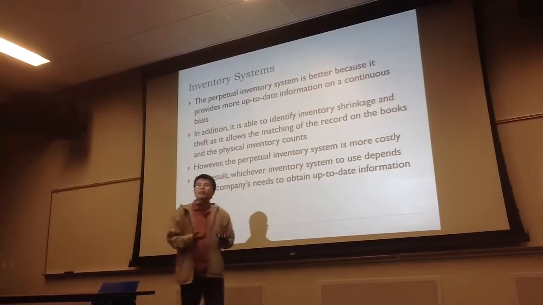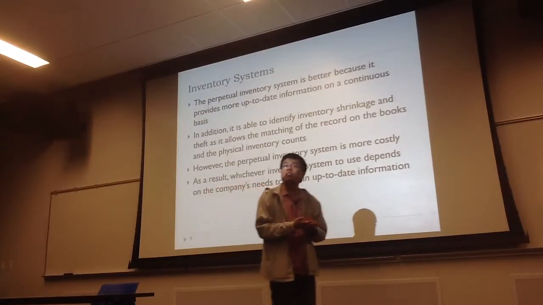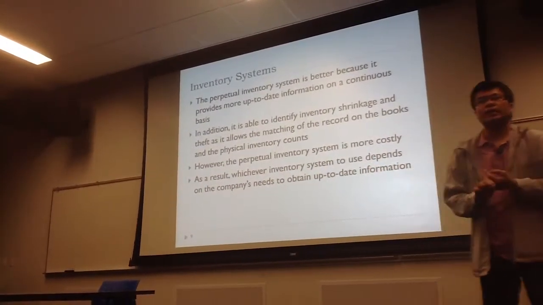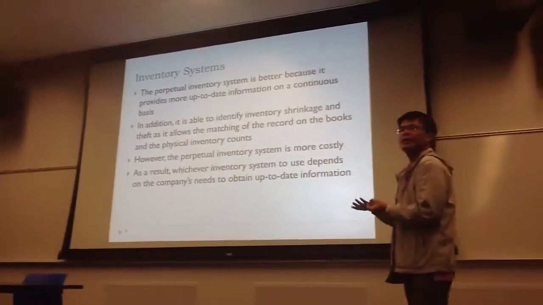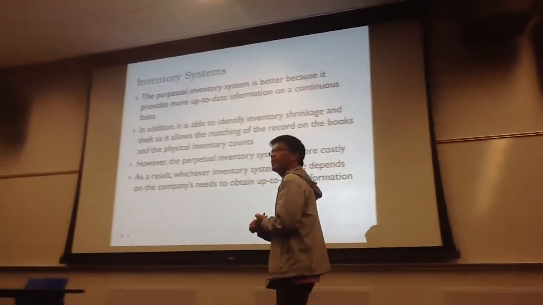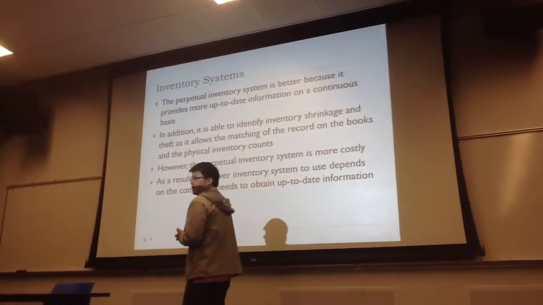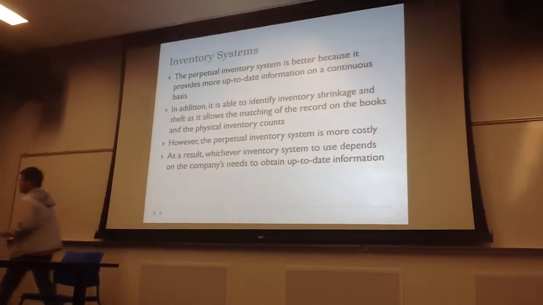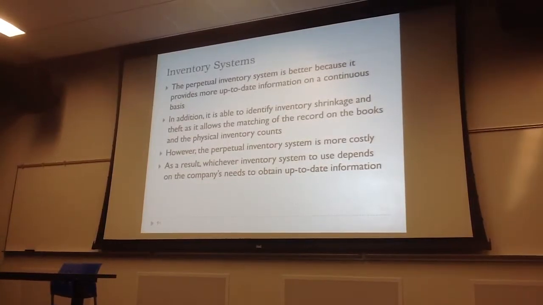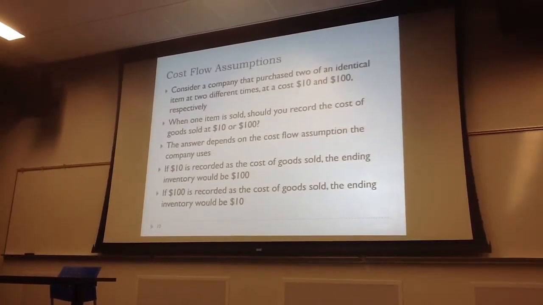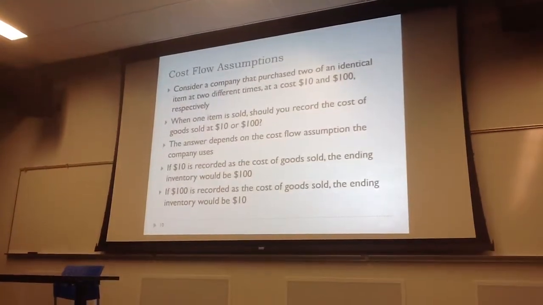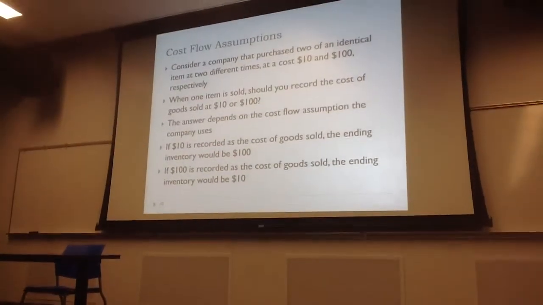Okay, so every single company should determine the cost and benefit. So whether the cost is going to exceed the benefit or not. If the cost is higher, then maybe it's a better idea to use the periodic system. But if the benefit is higher, then it should be a better idea to use the perpetual system. So that would be the differences between periodic and perpetual system.